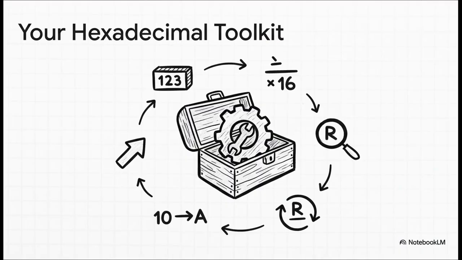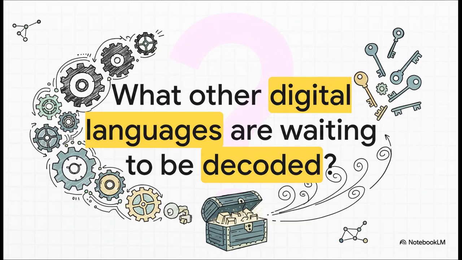So let's just recap your new hexadecimal toolkit. You take any number, you divide by 16 until you can't anymore, and you just keep the remainders. You swap any number from 10 to 15 for its letter equivalent. Then you just read your list of remainders backwards, from bottom to top. That is the whole game. You've just learned to translate a new language. Not a spoken one, but a digital one. It's a pretty cool reminder that even the most complex-looking systems usually hide a very simple key. It kind of makes you wonder, what else is out there, just waiting to be decoded?